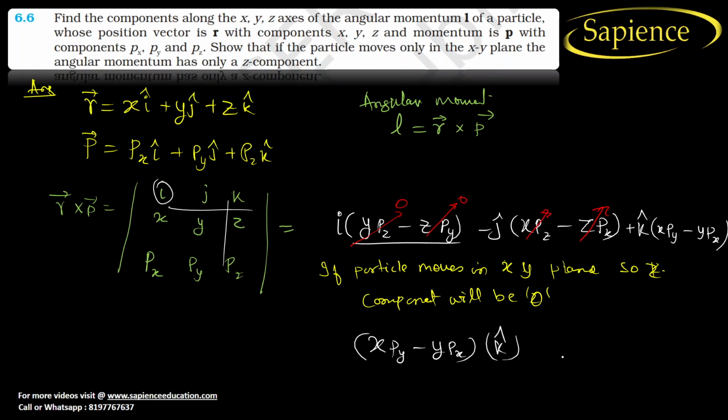So if there is an x and y plane, the object will have angular momentum in the direction of z, that is the upward direction. Okay, so I hope you have understood this. Thank you.